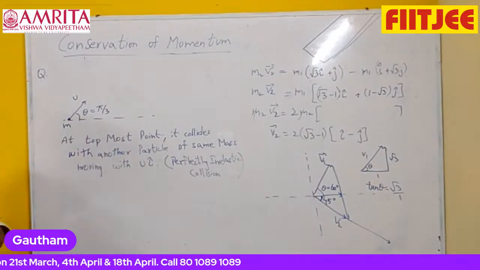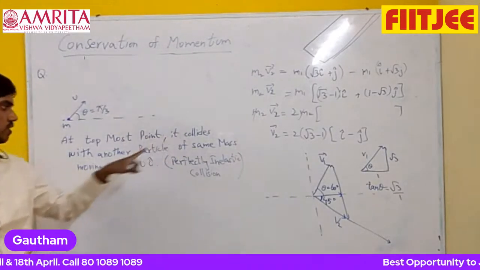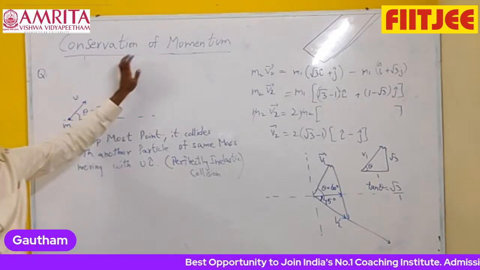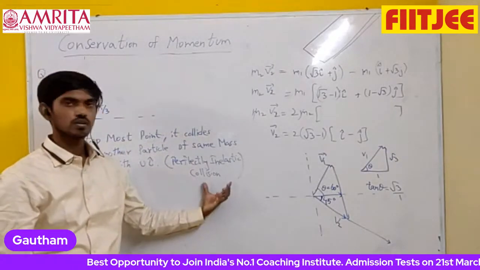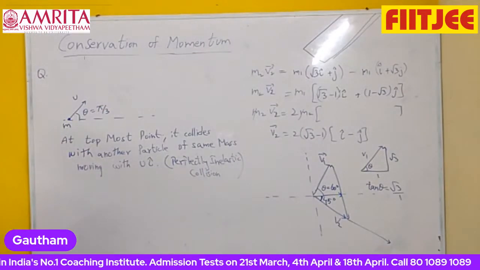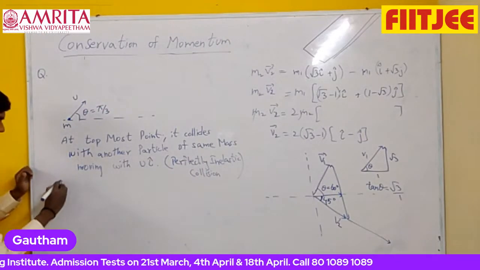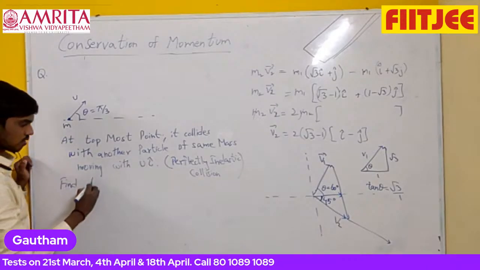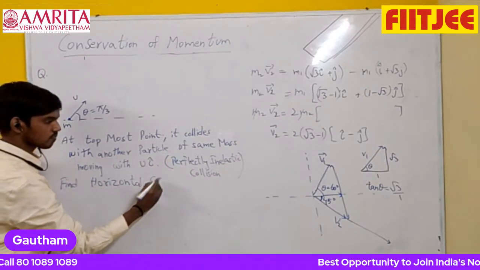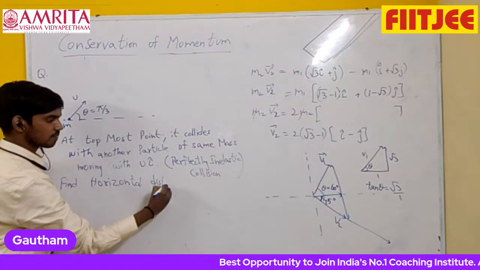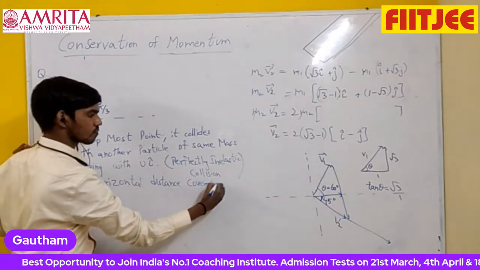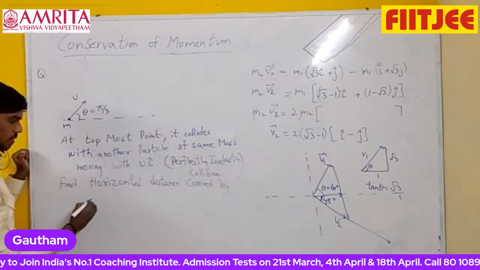So this is the information. So what you have to find? So topmost point la idu collide aagudhu with another particle with initial velocity. So you have to find the distance moved along the ground by the combined mass before it falls down. So you have to find horizontal distance covered by combined mass.